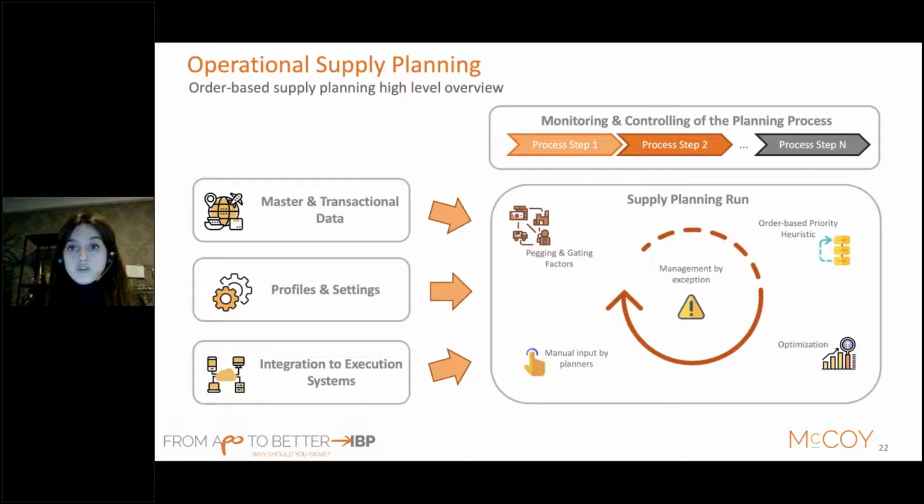Normally, you can monitor and control all the planning process, every step you have in it. And you can always run your supply planning run. What can you do there? So you can analyze your packing and gating factors. You can do manual inputs. You can do management by exception, order-based priority heuristics, and also run the optimization.